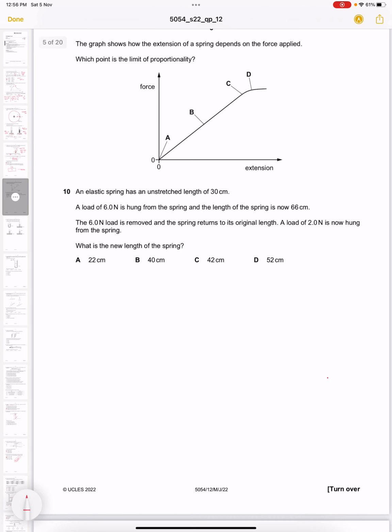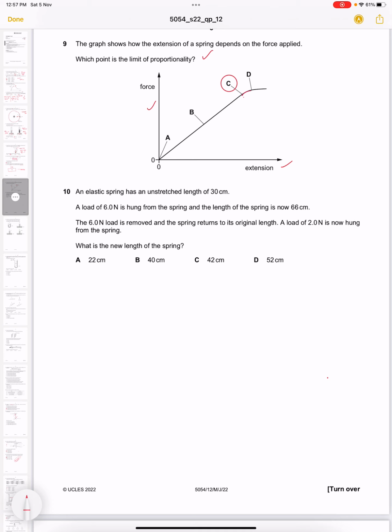Let's move to the next one. The graph shows how the extension of a spring depends on the force applied. Which point is the limit of proportionality? That's quite a simple question. We know that the limit of proportionality comes when the graph between force and extension, or between load and extension, is no longer straight. The graph is going to be curved from point C. So point C is basically the limit of proportionality, because beyond this point the graph is not straight.